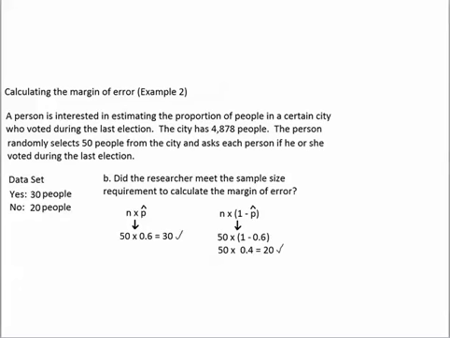Since we checked off both of them, and they both came out to 10 or larger, our sample size is big enough. If one of these had come out less than 10, like if one of them had come out to 7, then our sample size would be too small, and we wouldn't be able to calculate the margin of error. But since they both came out to 10 or larger, we can go ahead and calculate the margin of error because we do have a big enough sample size.